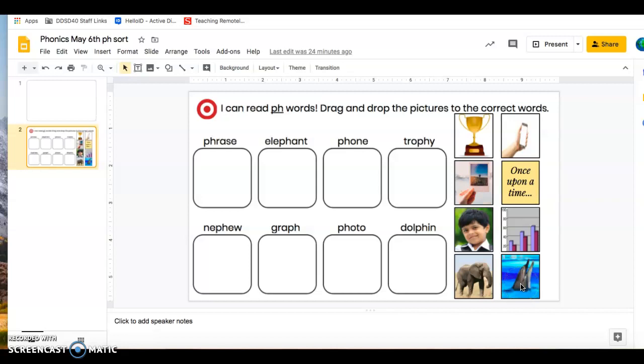When you are done dragging and dropping the pictures, press the X and then press the blue turn-in button.